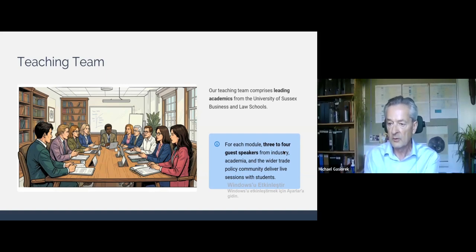For each module, we also invite some guest speakers drawn from either industry, from the wider trade policy community, or from academia to interact with the course participants. So you may have, for example, an hour session with somebody from the business community who will talk to you a little bit about their work in trade, why they think trade is important, and then it's an opportunity for the participants to engage with that speaker, to ask questions, and so on.